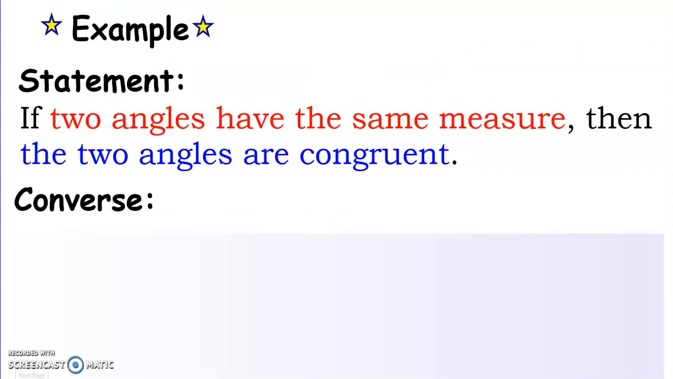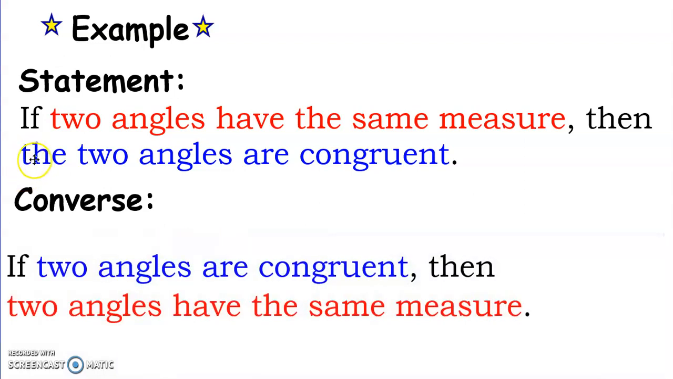One last example: if two angles have the same measure, then the two angles are congruent. If we switch those, we get the converse, which is if two angles are congruent, then the two angles have the same measure. And that is true as well.